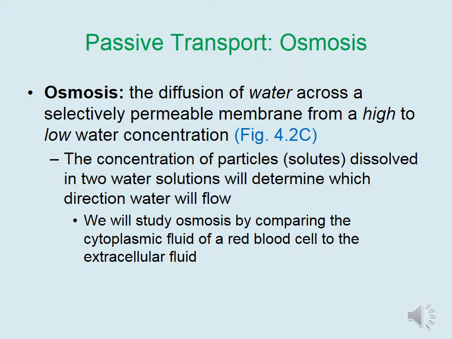a selectively permeable membrane from a high to low water concentration. In this case, it's the concentration of particles or solutes dissolved in the water that will determine the concentration of the water and therefore which direction the water will flow. We will study osmosis by comparing the cytoplasmic fluid of a red blood cell to the extracellular fluid in which it is placed.